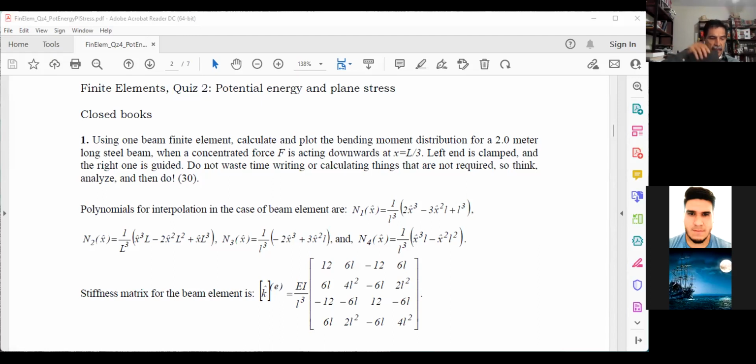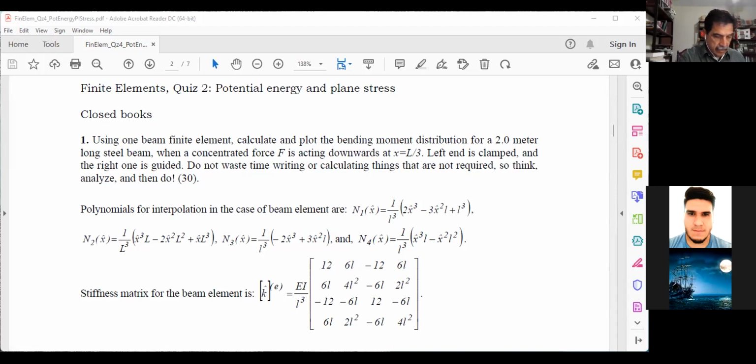Now, is there any problem with that information? I don't think so, right? It's quite clear. We have a beam with a concentrated force at a certain point, and the force points downward, and that's it. Okay, let's continue.